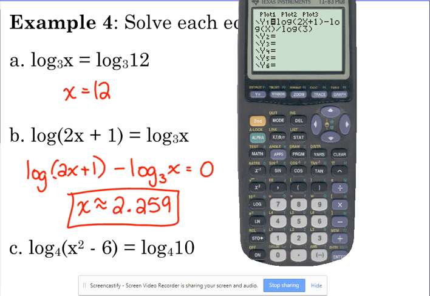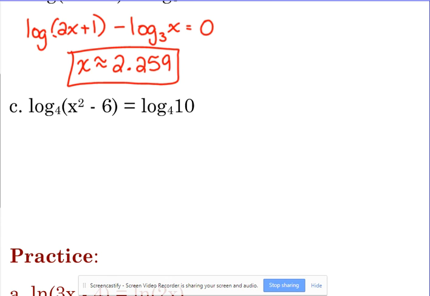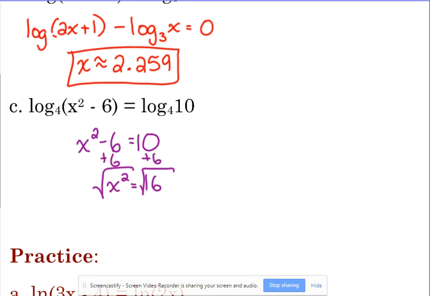Sorry. Okay, let's look at C. We've got log base 4 of x squared minus 6 is equal to log base 4 of 10. They have the same base of those logarithms, so we can just set what's inside the logs equal to each other. So x squared minus 6 is equal to 10, and we solve this by adding 6, and 10 plus 6 is 16. Take the square root. What do we have to remember when we take the square root? Plus and minus anytime we take the square root.